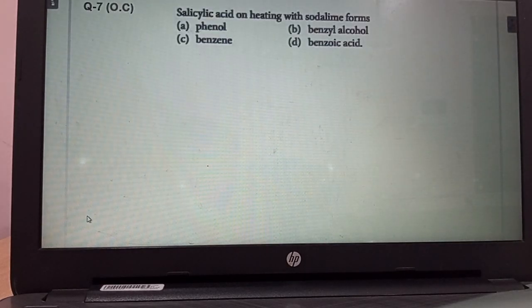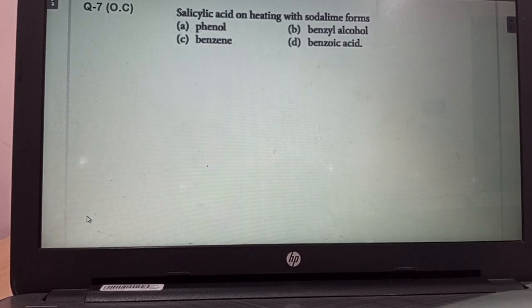Next, question number 7. Salicylic acid on heating with soda lime forms what? Let us see. Soda lime is actually a decarboxylating agent. Only the carboxylic acid group will be removed from the benzene ring. So it indicates phenol is the answer. Let us see how the equation is.